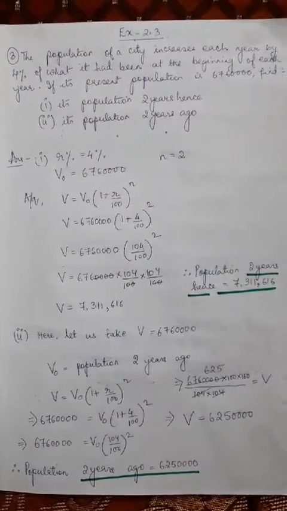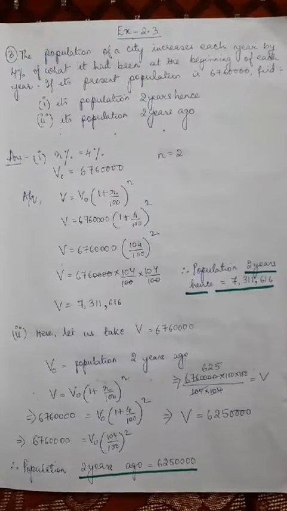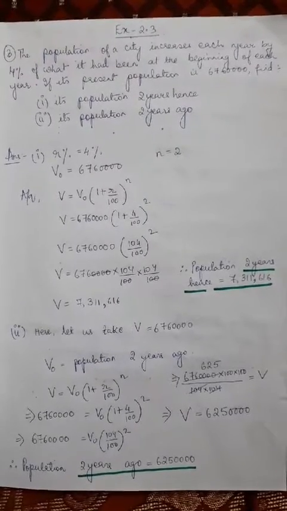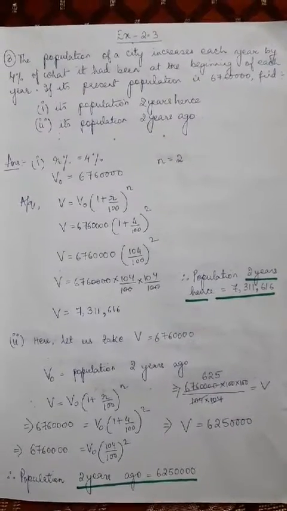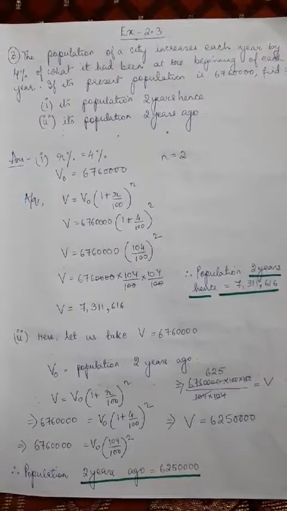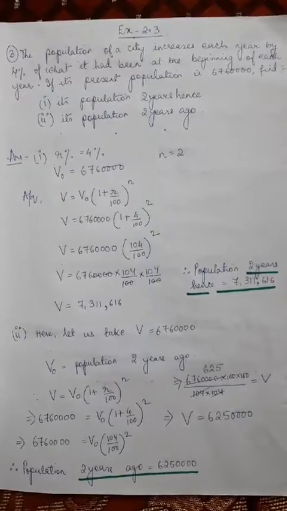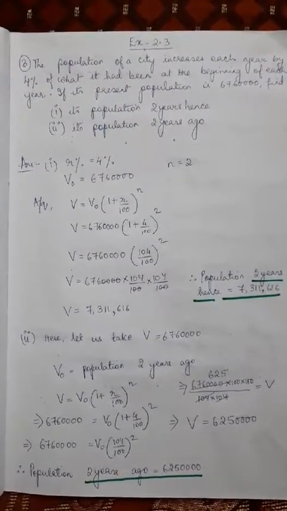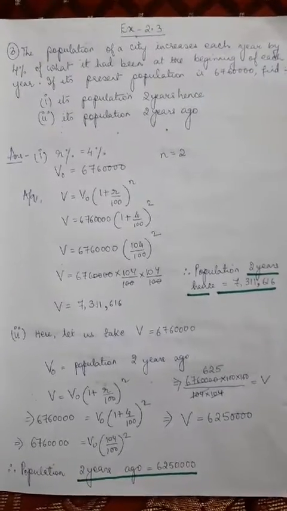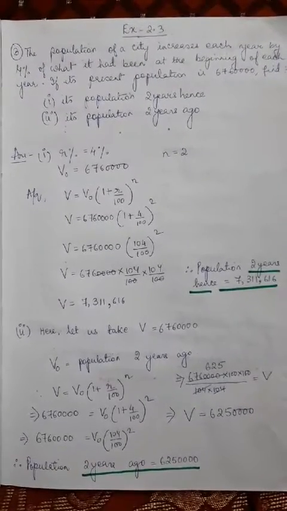The population of a city increases each year by 4% of what it had been at the beginning of each year. If its present population is 67,60,000, find number 1, its population 2 years hence. Number 2, its population 2 years ago.